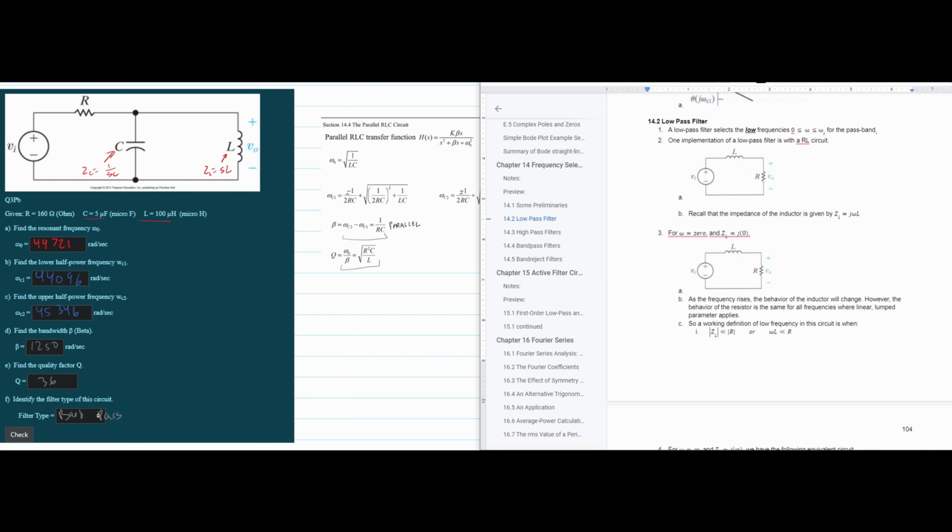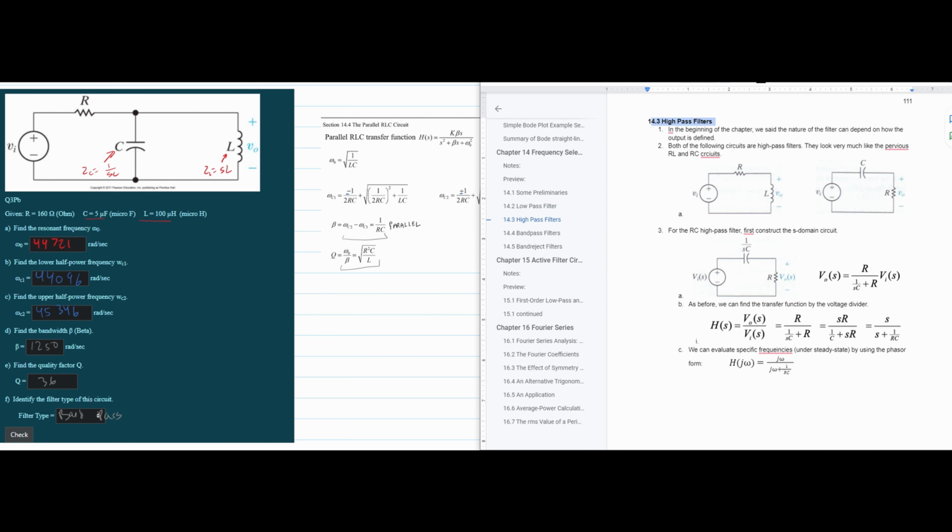In this problem, we have the following circuit diagram. I've already gone through it a little bit. It's pretty simple. In previous videos, linked below the like button, we've gone over section 14.2, which is low pass filter, section 14.3, which is high pass filter.